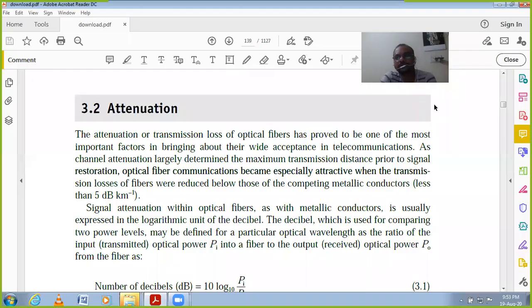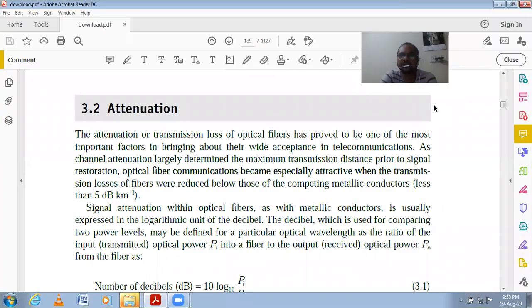Hello students, in this video lecture we will learn about the losses in optical fiber communication. There are many types of losses that occur in optical fiber when we transmit a signal through it.